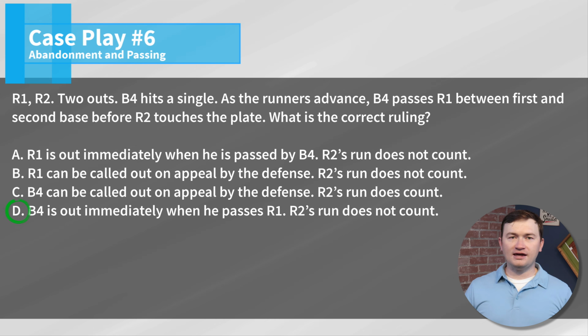The correct answer is D. B4 is out immediately when he passes R1. Passing is not an appeal play. The umpire calls it when it happens. And the runner who is out is the runner who does the passing, not the runner who gets passed. Because this is the third out and it occurs before R2 touches the plate, R2's run does not count. This is a time play, and the timing of the out matters.